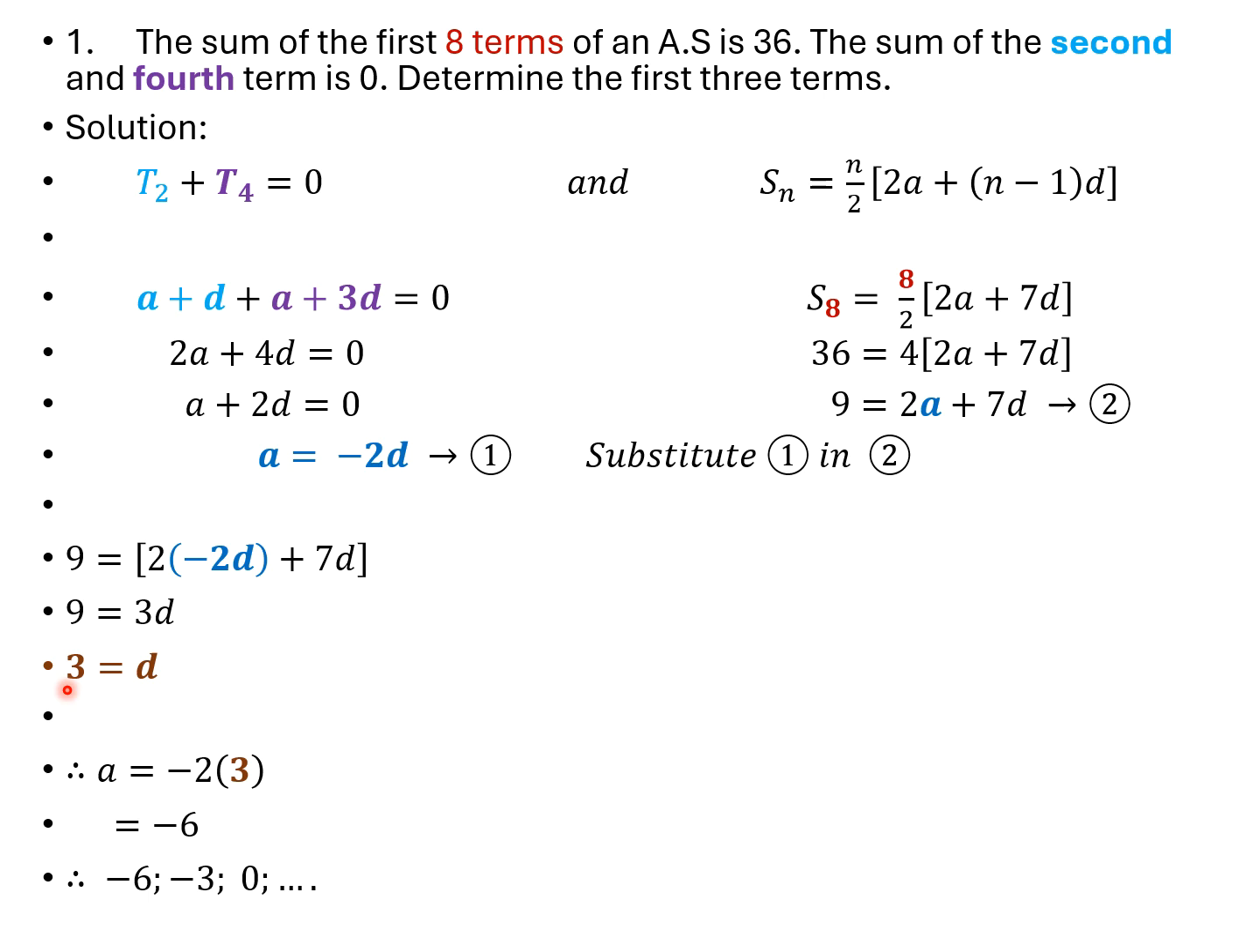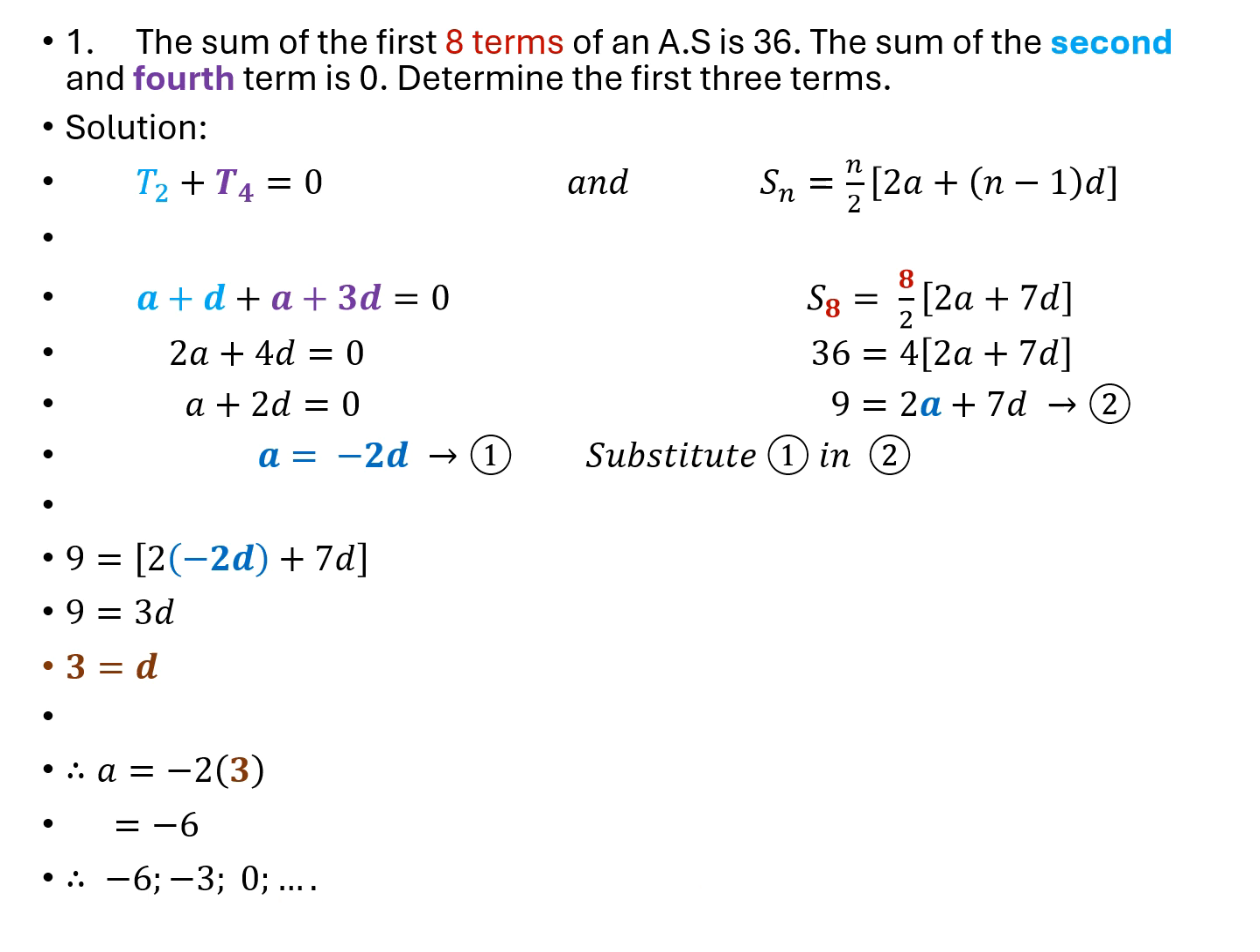So d equals 3. Now I can substitute d back in. d is 3, so I have minus 2 times 3 equals a. Minus 2 times 3 gives me negative 6. So therefore, my first term a is negative 6, plus 3 gives me negative 3, plus 3 then gives me 0. So my first 3 terms are minus 6, minus 3, and 0.